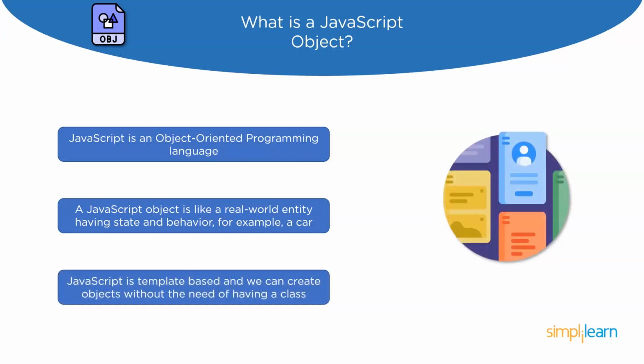JavaScript is template based and we can create objects without having the need to create a class. Generally, an object is accompanied by a class that defines an object's blueprints, but JavaScript doesn't require any class to be defined for objects.